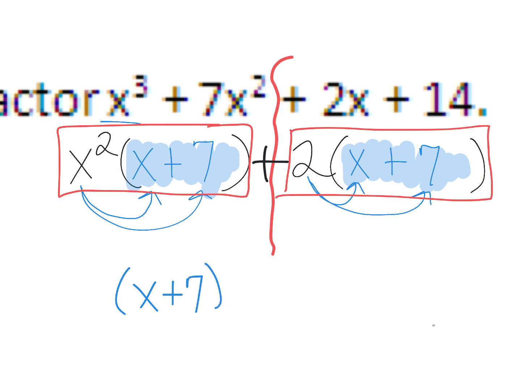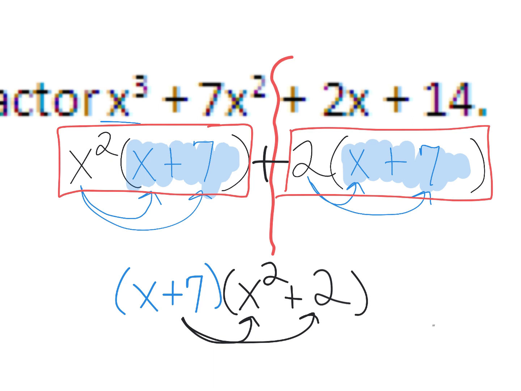And then essentially what you're asking yourself is, x plus 7 times what gets you x plus 7 times x squared? And it's just x squared. You bring down your plus. And then you ask yourself, well, hey, x plus 7 times what gets you 2 times x plus 7? And that's just 2.